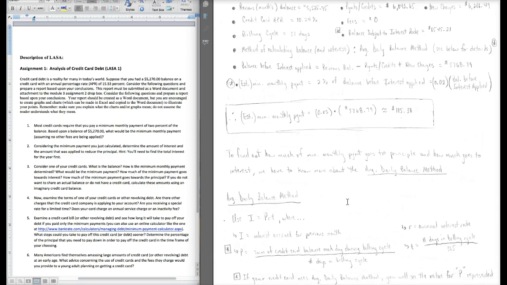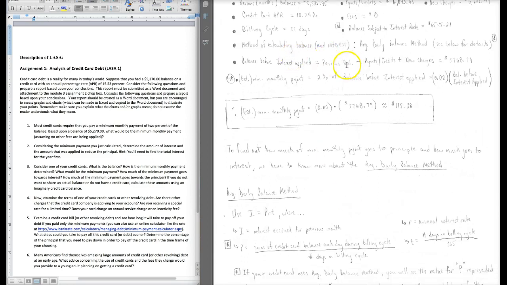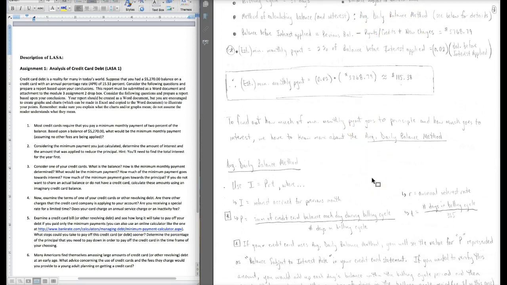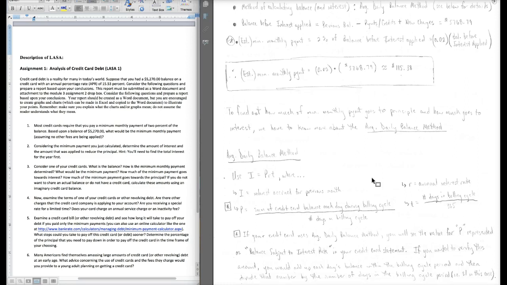From here, since we know that we need to take a portion of this payment and put it towards interest, and a portion of it towards the principal, we need to figure out what is what. But we have to figure out what interest is actually going to be charged first. So we were told that we use the average daily balance method here. And I state below how we actually calculate the average daily balance method, okay?